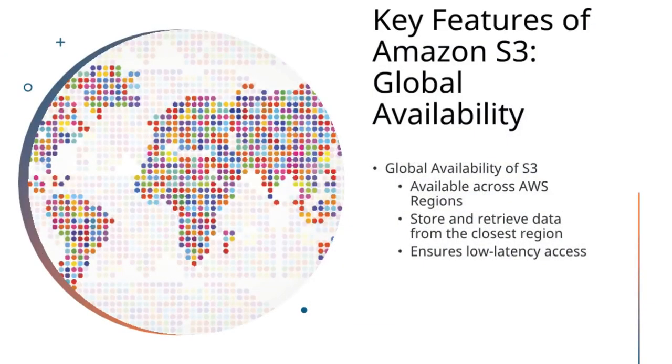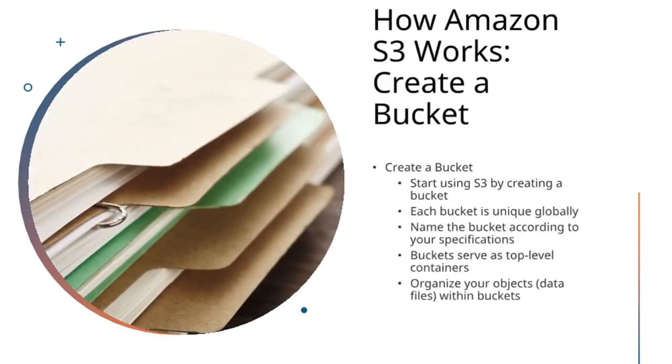S3 is globally available across AWS regions, allowing data storage and retrieval from the nearest region to users, ensuring low latency access. To start using S3, you need to create a bucket. Each bucket is unique globally and named according to your specifications. Buckets serve as top-level containers that organize your objects or data files.